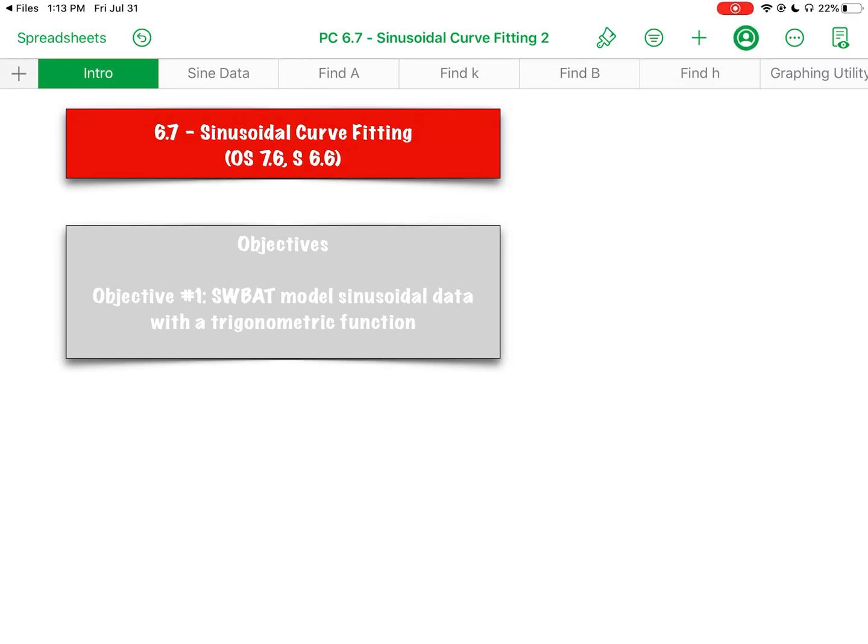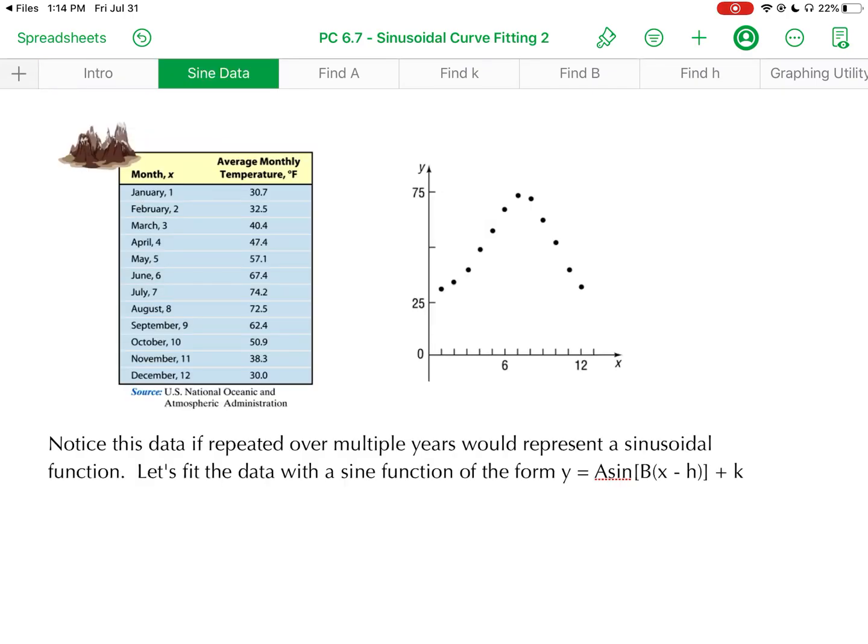What's up, everyone? We're here in section 6.7, and we're going to be looking at sinusoidal curve fitting. Basically, we're going to be given a data set and trying to model it with a sine function. The data is known as sinusoidal data when that can be done. All right, so here's our data set.